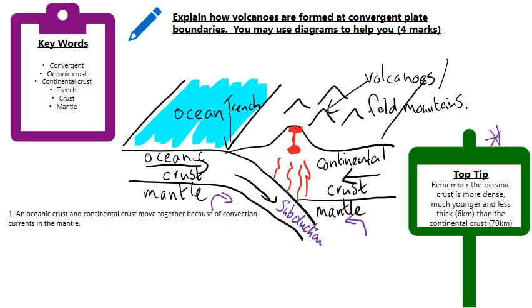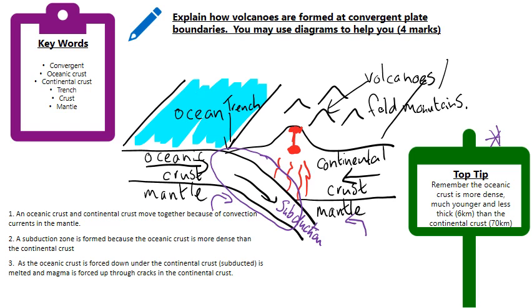So we've started off our process. Oceanic crust, which we know is less thick, it's younger than the continental crust, and they move together. These convection currents are forcing them together. A subduction zone, as I've just labelled on there, is formed because the oceanic crust is more dense than the continental crust, which we've just highlighted. And that subduction zone sits all the way on here. That process is quite slow, but is fairly continual. The oceanic crust is forced down underneath the continental crust, or subducted in the subduction zone, the two are linked obviously, is melted, and magma is forced up through the cracks in the continental crust.